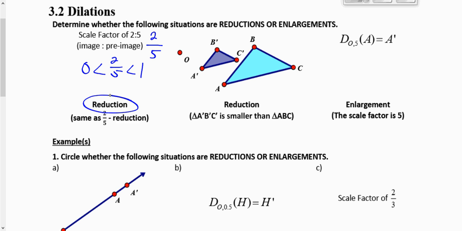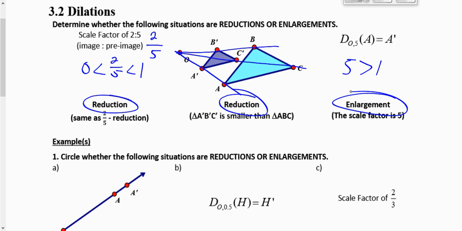So look where the center is, right? Where you can do this kind of thing. Use a straight edge if you ever do it, right? But it got smaller along this path, didn't it? So that's a reduction. Look at the notation there. Dilation centered at 0, scale factor of 5 of point A. 5 is greater than 1, isn't it? So easy enough, that's an enlargement.